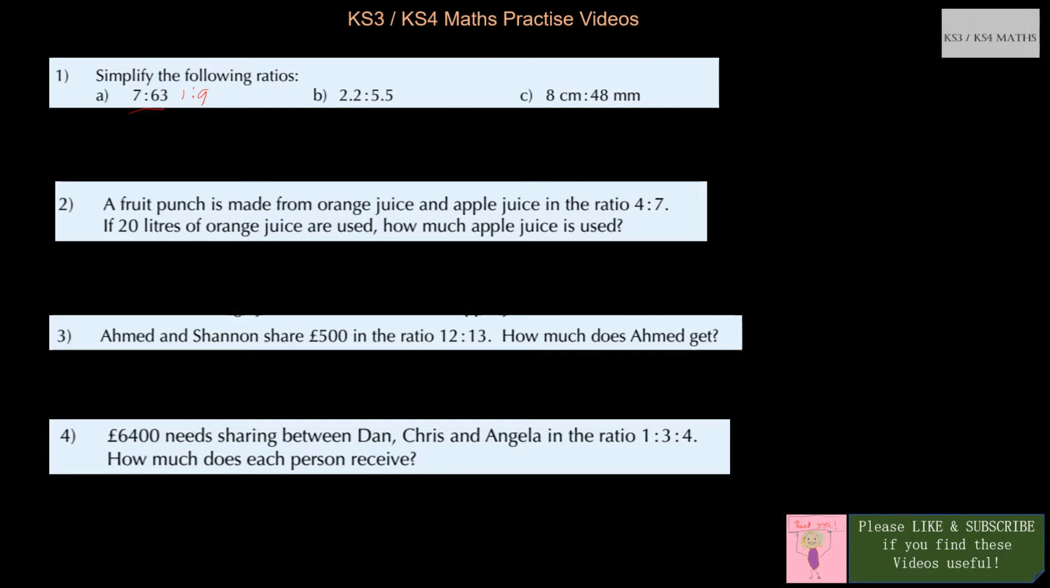The next one is 2.2 is to 5.5. We can write it as 2.2 over 5.5. They can both be divided by 11. So 11 times 0.2 and then 11 times 0.5, and if you remove the decimal, it will be 2 is to 5.